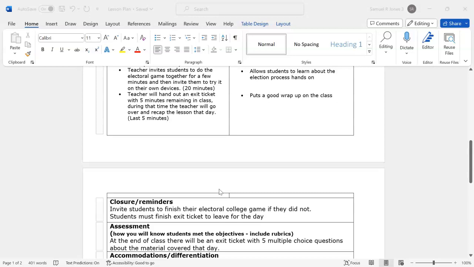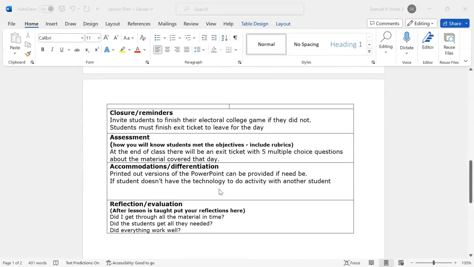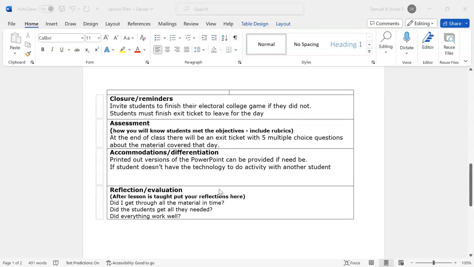At the end of class, I'll do an exit ticket, and then I'll go over what we did, which will take about 5 minutes. I'll give some reminders about what we went over that day, and I'll do that 5-minute assessment. That'll be the assessment. As for accommodations, if they need any help with the PowerPoint or the website with the game, then I can work with them. And then after, I'll do my reflection.